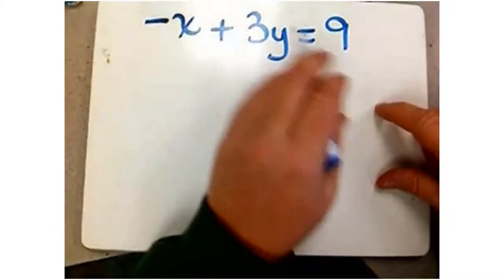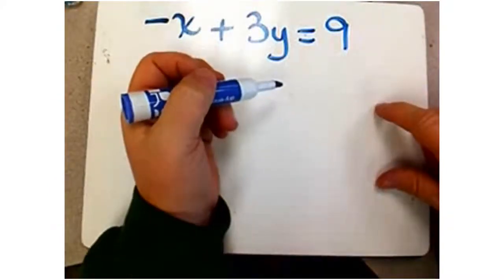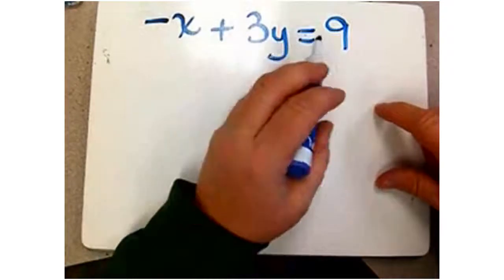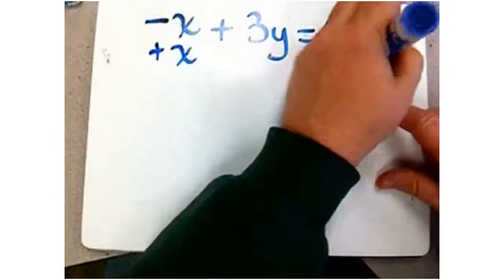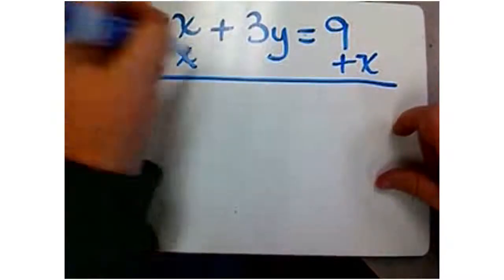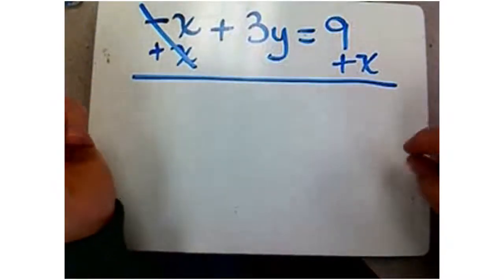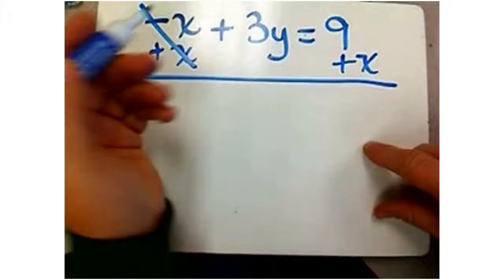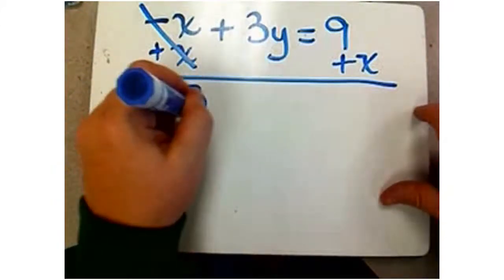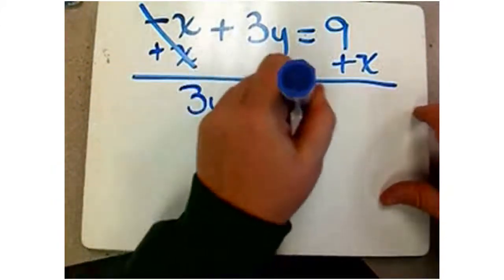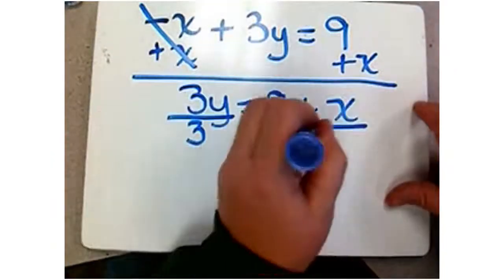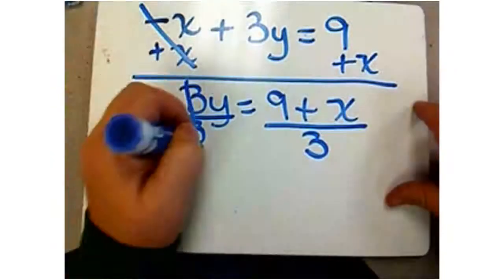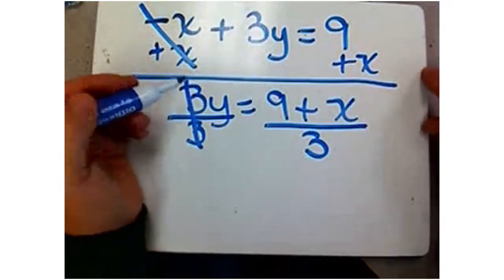It's not in y, slope-intercept form. So we need to add x to both sides because we want to undo that negative x on the left. So we have negative x plus 3y equals 9 plus x. So we have 3y equals 9 plus x. We're going to divide by 3 on both sides. So we can cancel out that 3 multiplying the y.